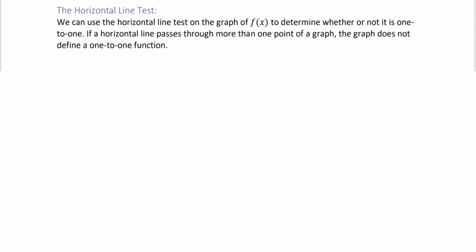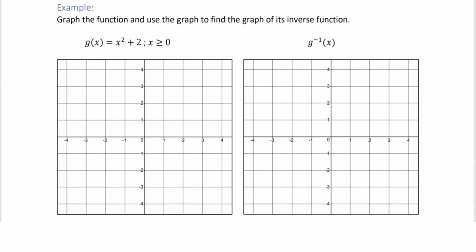We can use the horizontal line test on the graph of f of x to determine whether or not it is one-to-one. If a horizontal line passes through more than one point on a graph, the graph does not define a one-to-one function. For example, let's graph the function and use the graph to find the graph of its inverse function.